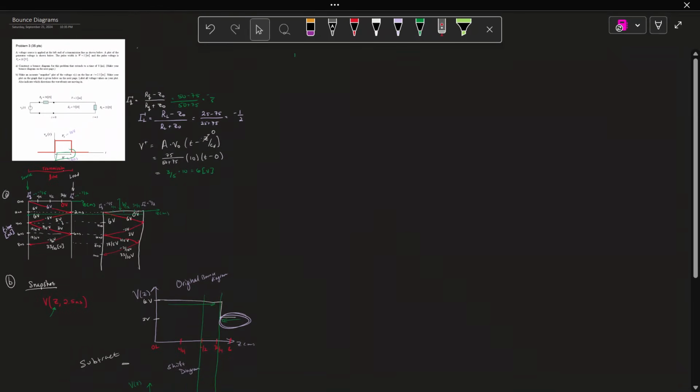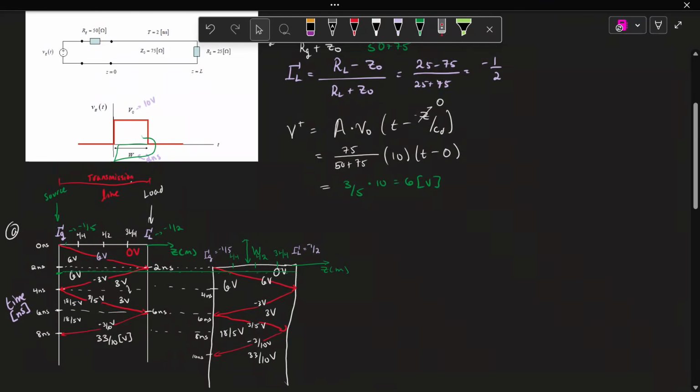So hopefully this was okay, and hopefully y'all could understand what I went through on this one and how to create bounce diagrams, because that is very important for our exam. This will always be a third question.